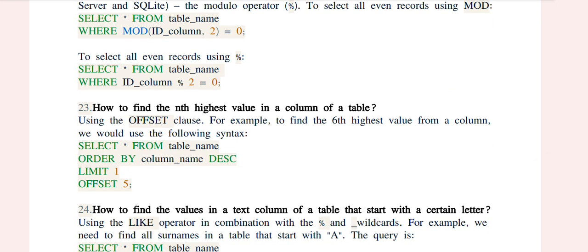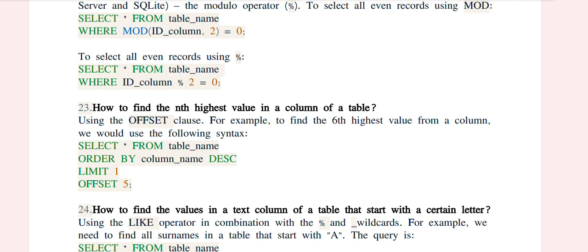How to find the nth highest value in the column of a table? By using the OFFSET clause, which basically indexes into the column. If you want to find the sixth highest value from a column, your index would be 5, so that should be the offset.